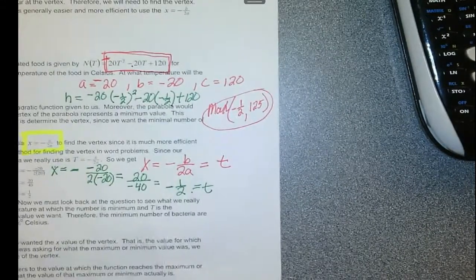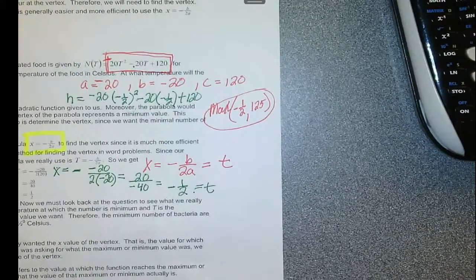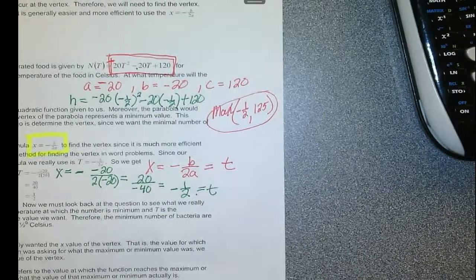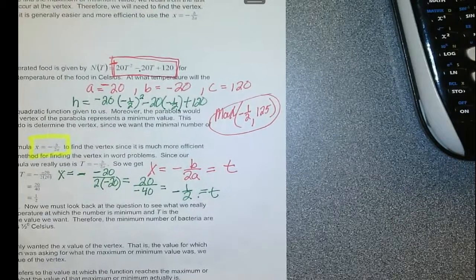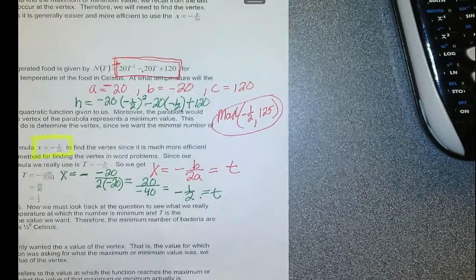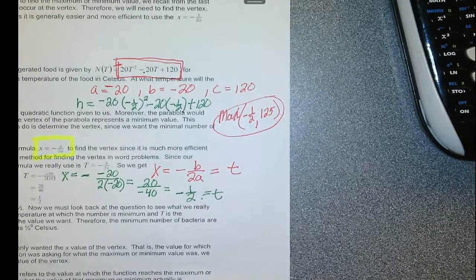You're going to have to know how to use negative b over 2a for the test. It's not that hard. You find out what x is, you go back and plug it in, and you find out what y is, or h. Questions, comments, concerns?